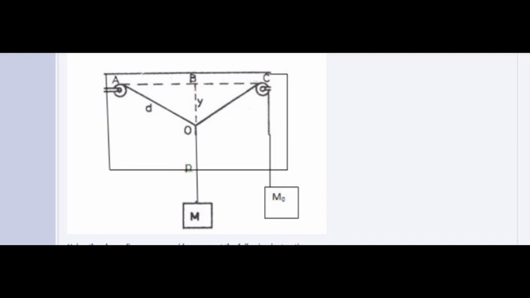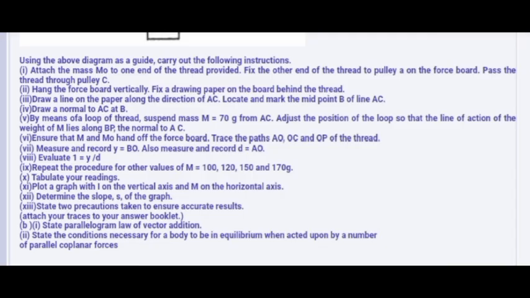You only need Y and D. So all we want to check now is the distance D and distance Y when you vary the masses, and you have to draw out your outline. So let's go through it now. According to the procedure, this is what we're going to do. Use the diagram as a guide and follow the instructions.